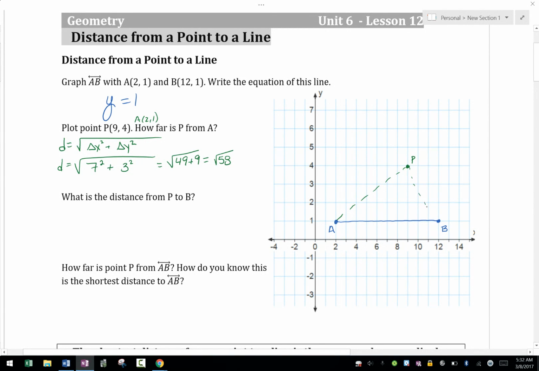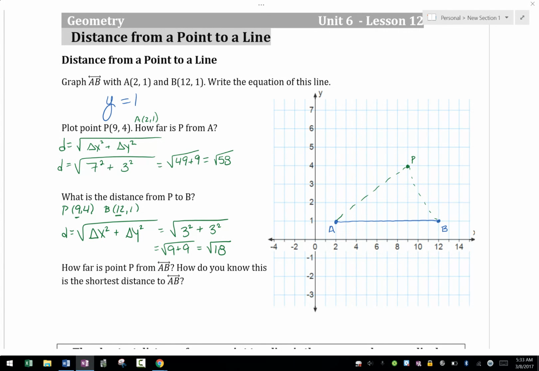All right, so P to B is that distance right there. P again was (9, 4), and B was (12, 1). And so when we do delta x squared plus delta y squared, x changes from 9 to 12, so there's a delta x of 3, and y changes from 4 to 1, so there's a delta y of 3. So that's going to be the square root of 9 plus 9, which is the square root of 18. But looking at that, I'm pretty sure that 18 has a perfect square in it, and it does. 18 is 9 times 2, so that makes 3 root 2.